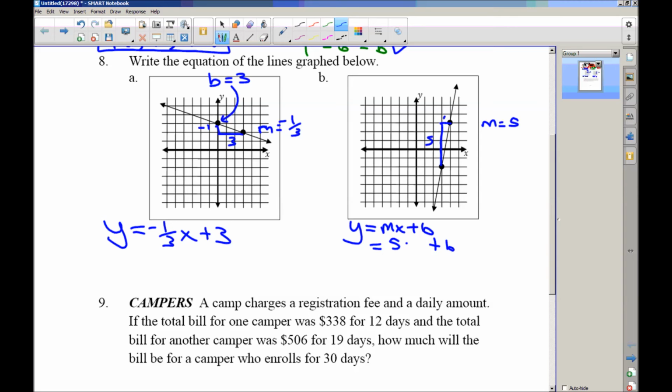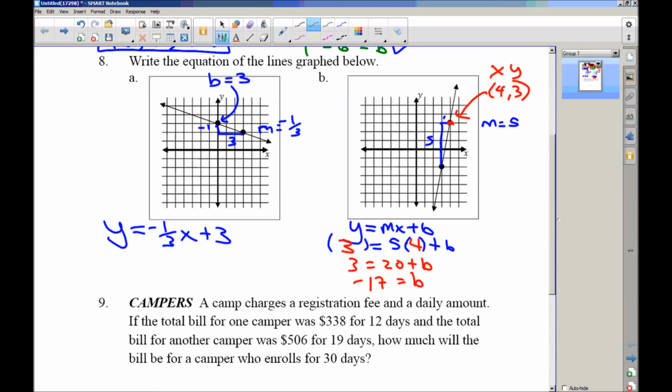We still have plus b, but we need to get a y and x pair. So we can pick either one of these ordered pairs. I'm going to go with this one because I like positive numbers better. So this is 4 over and 3 up. So remember, ordered pairs always come x, y. So we put 3 for y, we put 4 for x. Okay, and then we solve for b. So 3 equals 20 plus b, and b is equal to -17.